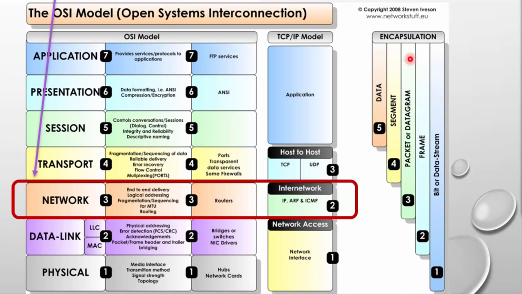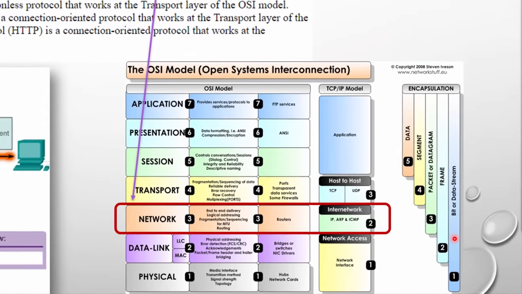Another nice thing is encapsulation. Notice at layer 5, it's data. At layer 4, it's segment. At layer 3, it's packet. At layer 2, it's a frame. And layer 1, it's bits.